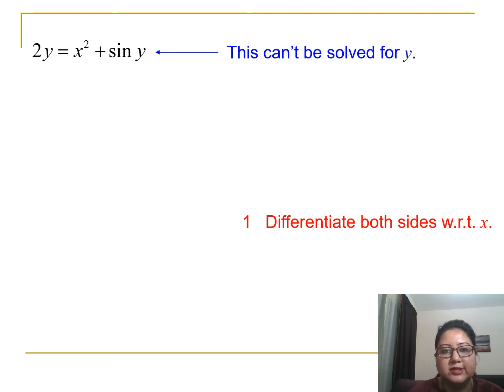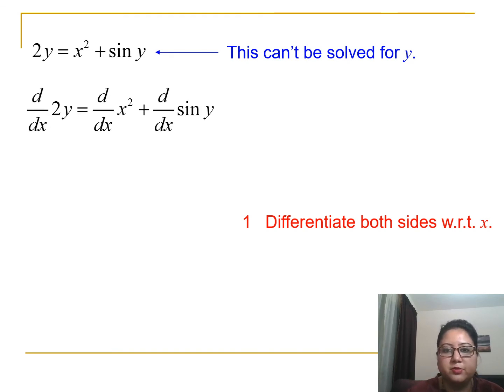Let's take one more example here. 2y equal to x square plus sine y. Again, it is an implicit function. So let's follow the same steps. Let's differentiate both sides with respect to x. On the left, you get d by dx of 2y. So you are going to do the derivative with respect to y. On the right, you have x square plus sine y.